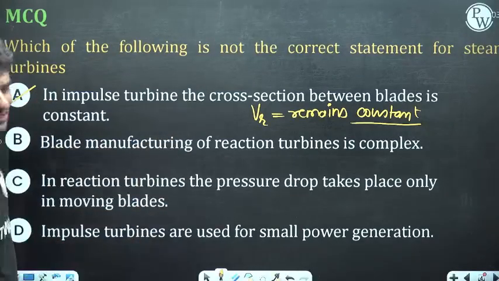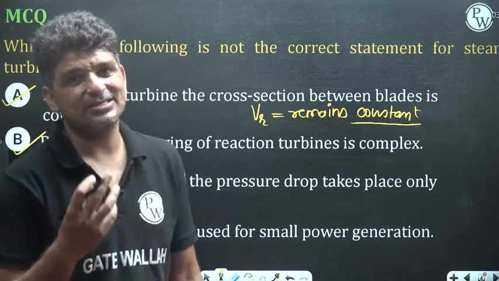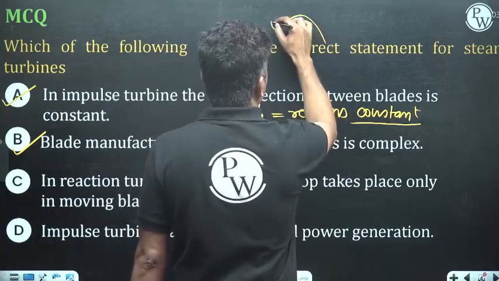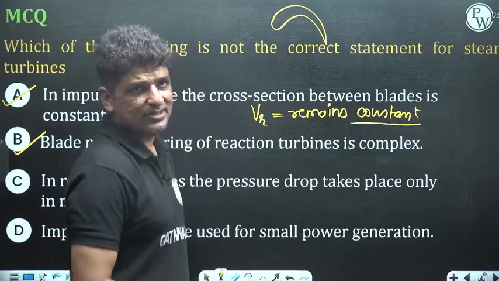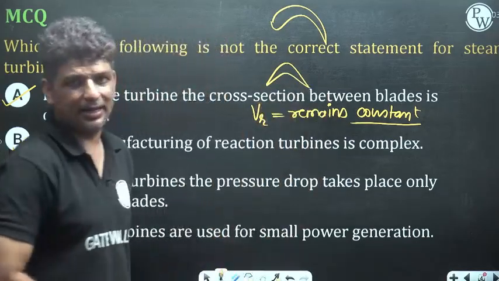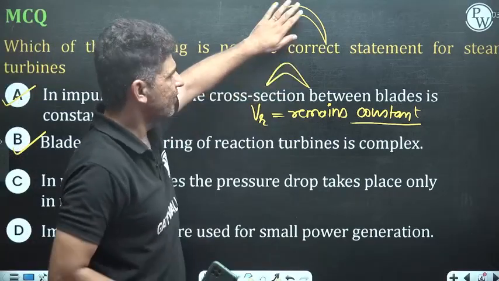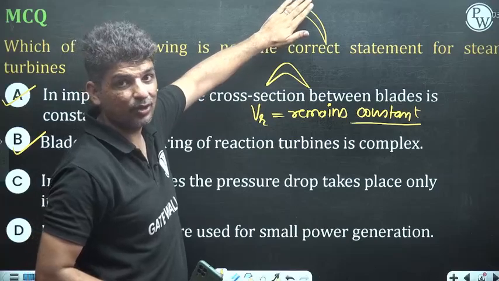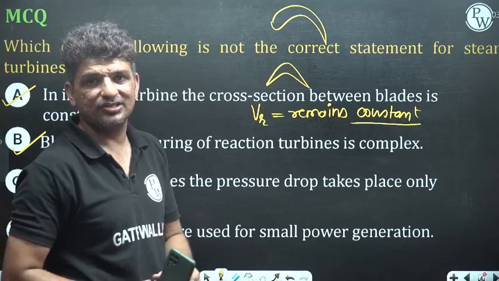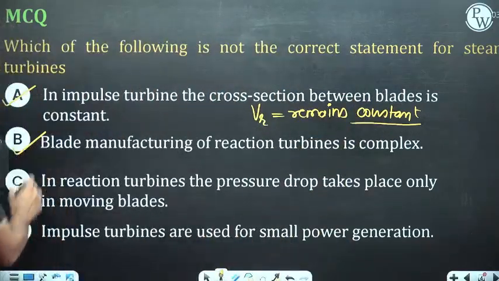Blade manufacturing of a reaction turbine is complex. So yes, that is a correct statement. Generally, the reaction turbine blades are profile blades, so you have to cut a specific profile on the blades. The blades are symmetric, you have a symmetric type of profile over here. But these blades are adjusted according to the profile. At a lower point, at a higher point, everywhere the profile changes. Because of this, the manufacturing of these blades becomes a little costly. So this is again a correct statement.